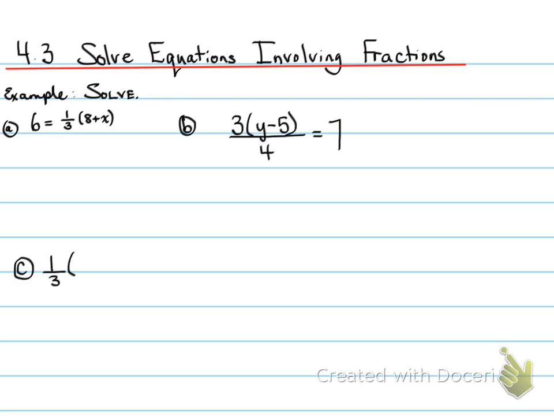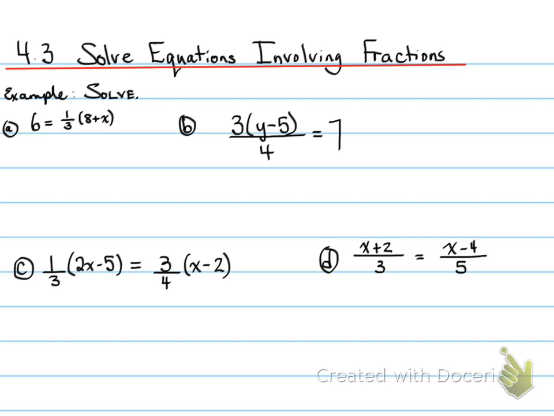B is (3 times (y minus 5)) all over 4 is equal to 7. And C is 1/3 times (2x minus 5) is equal to 3/4 times (x minus 2). And then one more, D, (x plus 2) over 3 is equal to (x minus 4) over 5. So these are different types of questions that involve fractions represented in different ways. So we're going to learn how to solve questions like this.